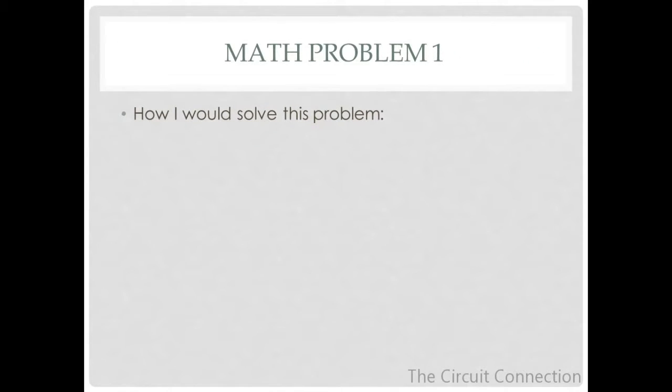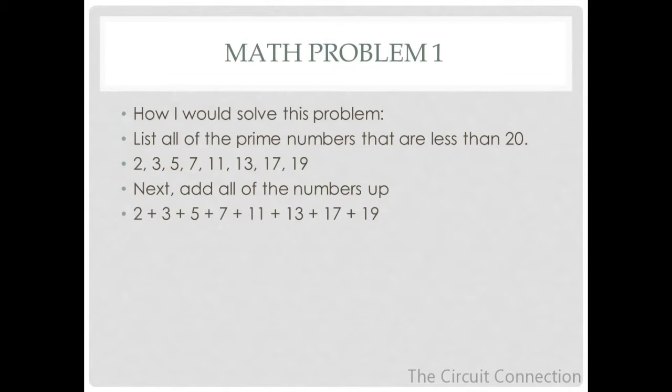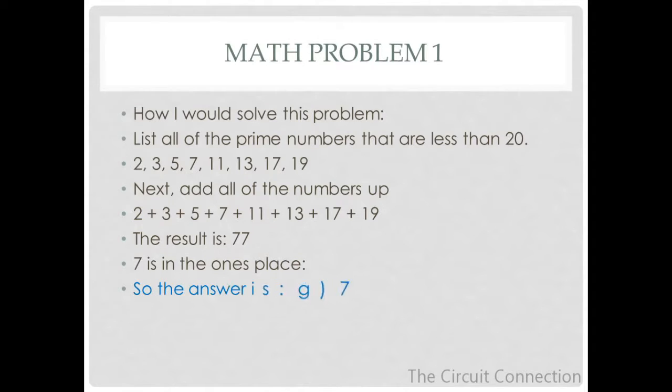So how would I solve this problem? Well, it's pretty straightforward. I'm going to list all of the prime numbers that are less than 20, and those numbers are 2, 3, 5, 7, 11, 13, 17, and 19. Next, I'm going to add all of the numbers up. So that's just simply 2 plus 3 plus 5 plus 7 plus 11 plus 13 plus 17 plus 19. And the result is 77. So 7 is in the ones place. And so we have that the answer is G, 7.